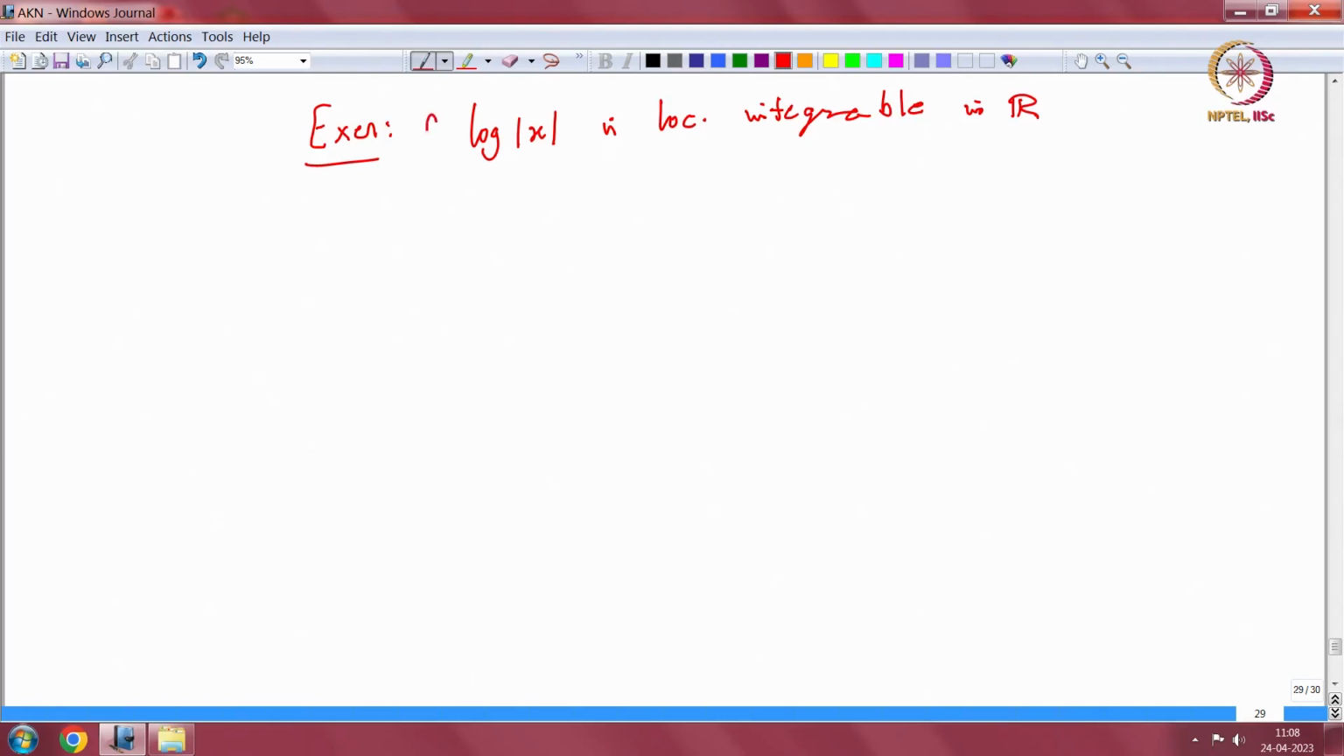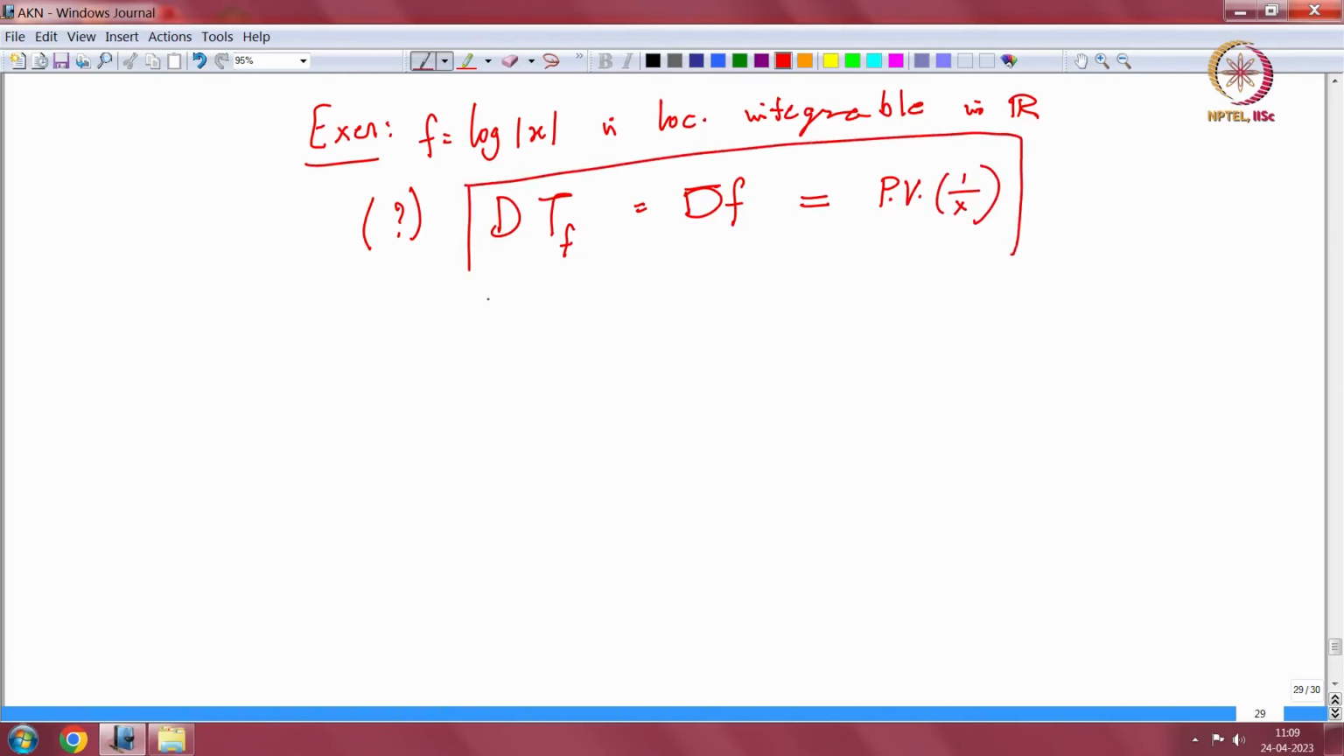So, as a function, what is D_T f? That means what is Df as a distributional derivative? What is this? So, the exercise is to prove that this is nothing but your principal value of 1 by x. Okay. That is a very nice exercise to be proved.